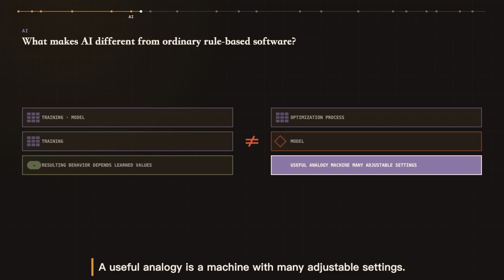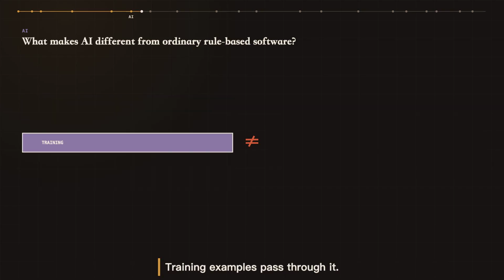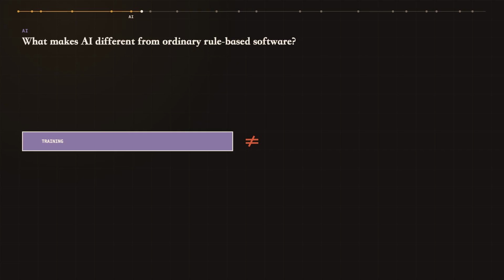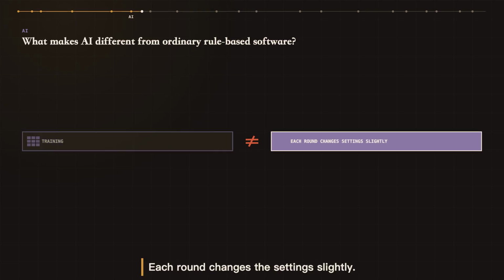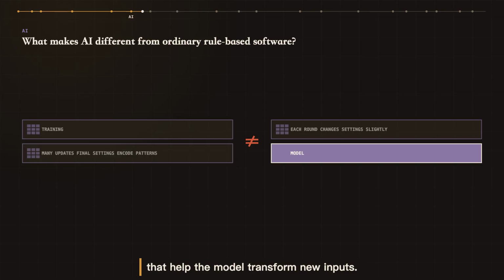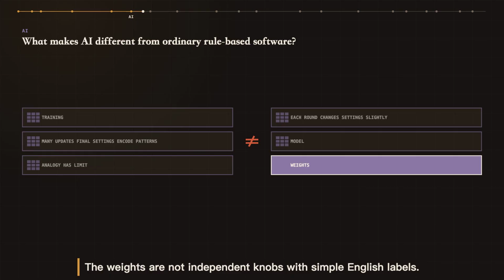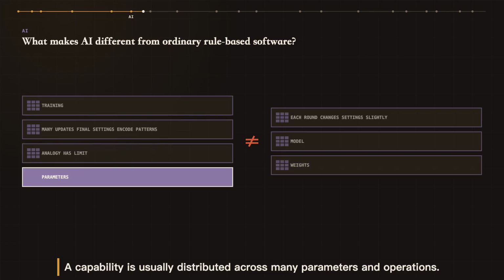A useful analogy is a machine with many adjustable settings. Engineers build the machine and define how errors will adjust the settings. Training examples pass through it. Each round changes the settings slightly. After many updates, the final settings encode patterns that help the model transform new inputs. The analogy has a limit. The weights are not independent knobs with simple English labels. A capability is usually distributed across many parameters and operations.